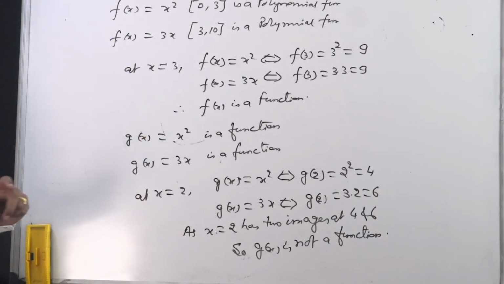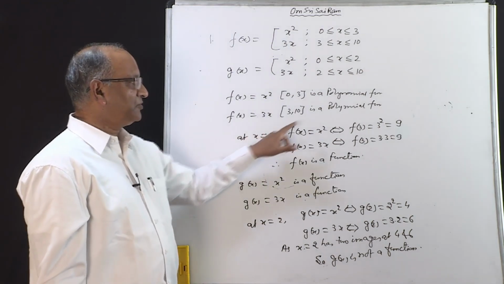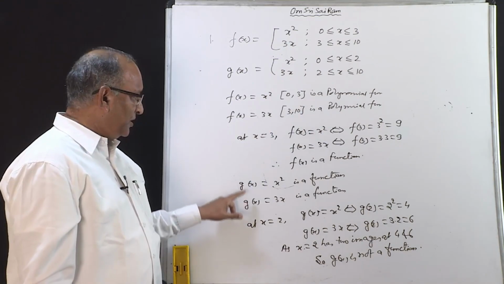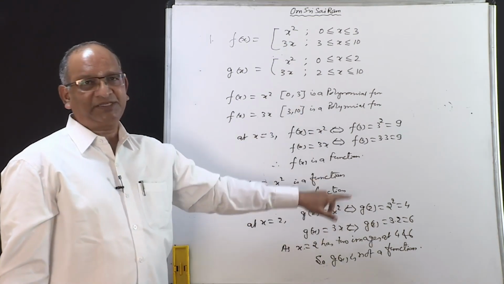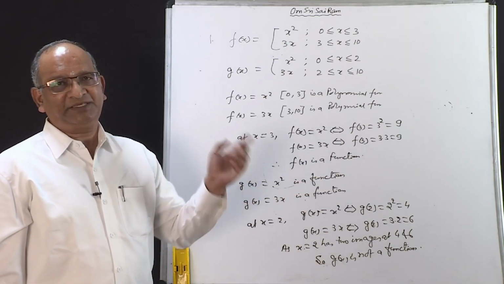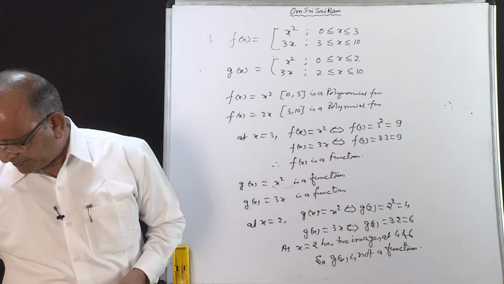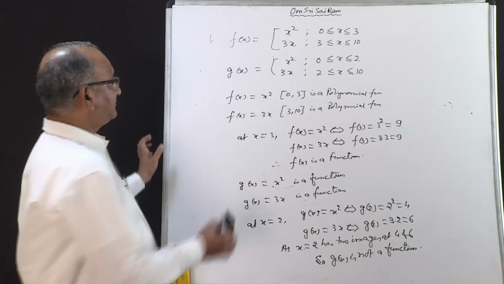Why f(x) is a function? Because x equal to 3 gives you the same image, whereas g(2) is not giving the same image, its image is on 4 as well as on 6, so it is not a function. Let us move further.